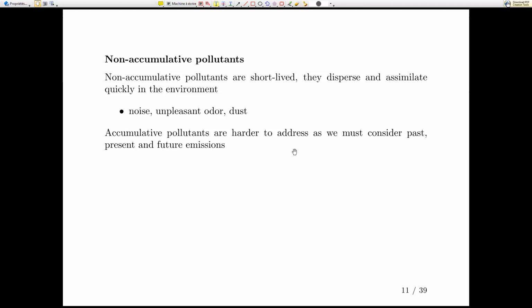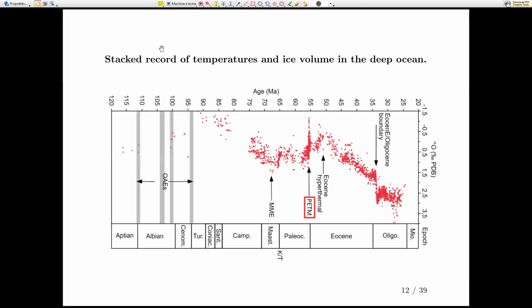So of course, accumulative pollutants are harder to address, as we must consider past, present, and future emissions. So the climate change we are experiencing now isn't because of what we did this year. It's because of what people have been doing for the last 30 years. And what we're doing now is going to have repercussions in the future. So just to show you how persistent the climate system is.